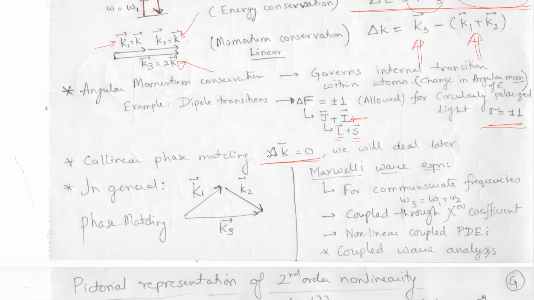Of course, in general, the phase matching need not be collinear, where what one does is basically align the two fields in such a way that vectorially k1 plus k2 happens to be k3.